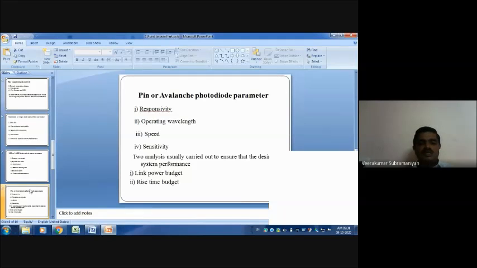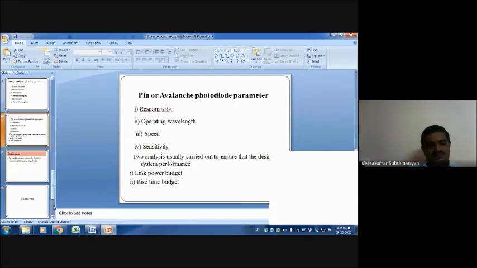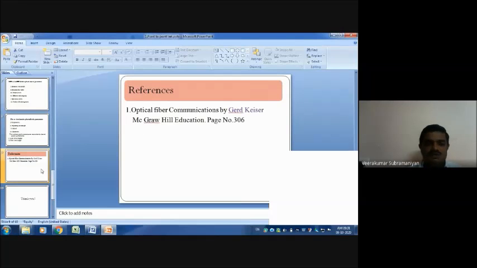So in our point to point link, one point is considered as the transmitter part, another point is considered as the receiver part, and the transmitter and receiver are connected by fiber optical cable. Two analyses are usually carried out to ensure the designed system performance. One is link power budget, another one is rise time budget. Those things we will discuss in our next presentation. So these are our references: Optical Fiber Communication textbook authored by Gerd Keiser, published by McGraw-Hill Education, page number 306.